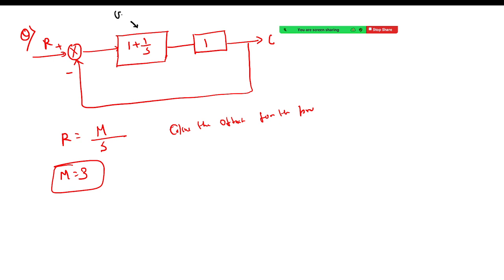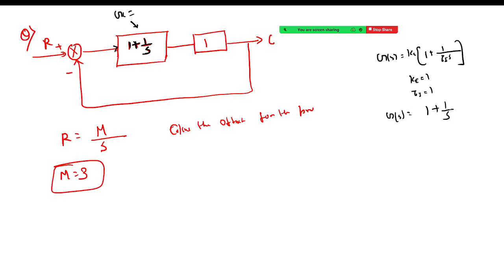This is your controller, GC. And can anyone tell which kind of controller this is? Where have you seen this kind of controller? If 1 plus 1 upon s, I am writing GC is equal to Kc into 1 plus 1 upon tau I s. So here if I substitute Kc equal to 1 and tau I equal to 1, I'll get Gc(s) equal to 1 plus 1 upon s.